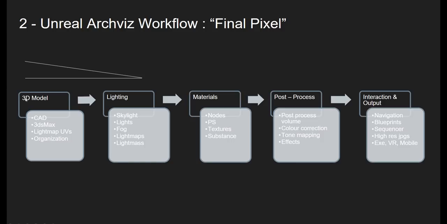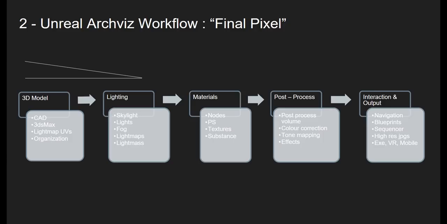So let's start at the beginning with the 3D model. We'll have our similar data coming from CAD to 3ds Max and so on. And then we've got some new terms like lightmap UVs. If we're coming from visualization or from architecture, lightmaps is something that is going to be very new to us. Then when we move on to the lighting, we've got new skylights, and this new term, Lightmass, which is the GI, the global illumination of Unreal. Then we move on to our materials, and here we've also got a new material editor with nodes.